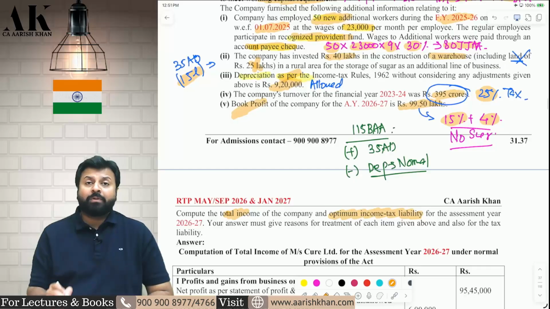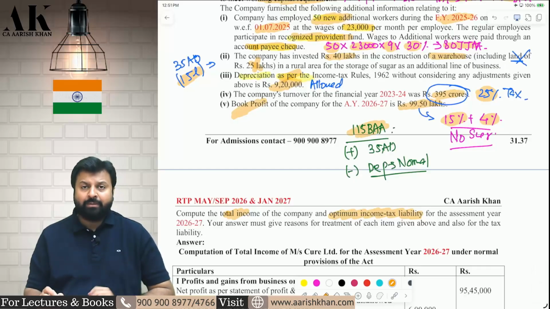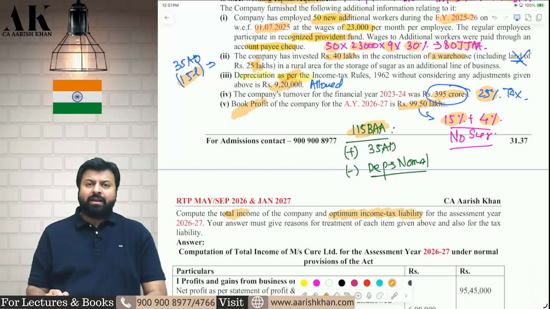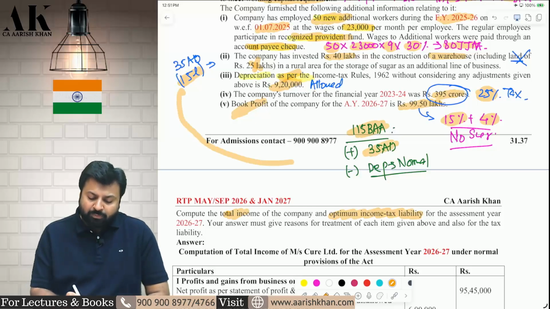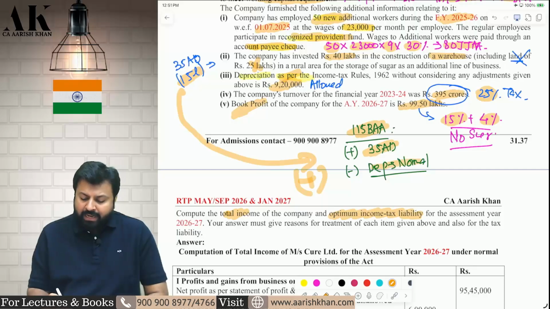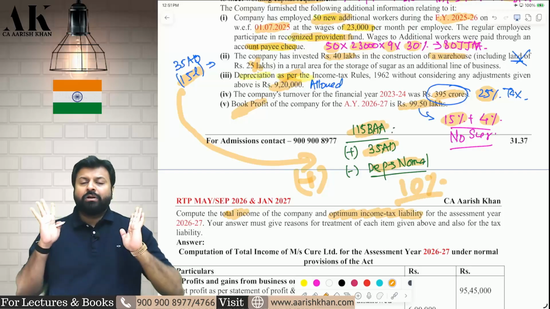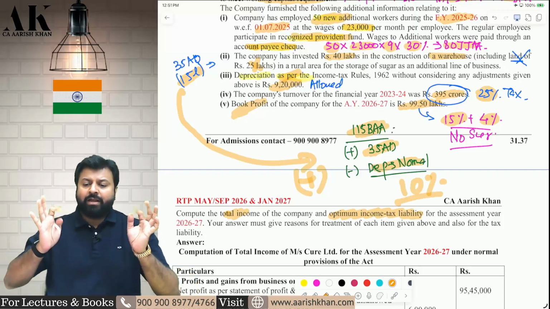Now you will compute optimum tax. For that you will compute 115BAA. What is different in 115BAA and normal provision? Only one thing. Whatever 35AD deduction you have claimed, 15 lakh rupees, you will add back that 15 lakh rupees, and on that 15 lakh rupees, that is a building, you will claim normal depreciation of 10%. That's the only thing which is different under 115BAA and normal provision.